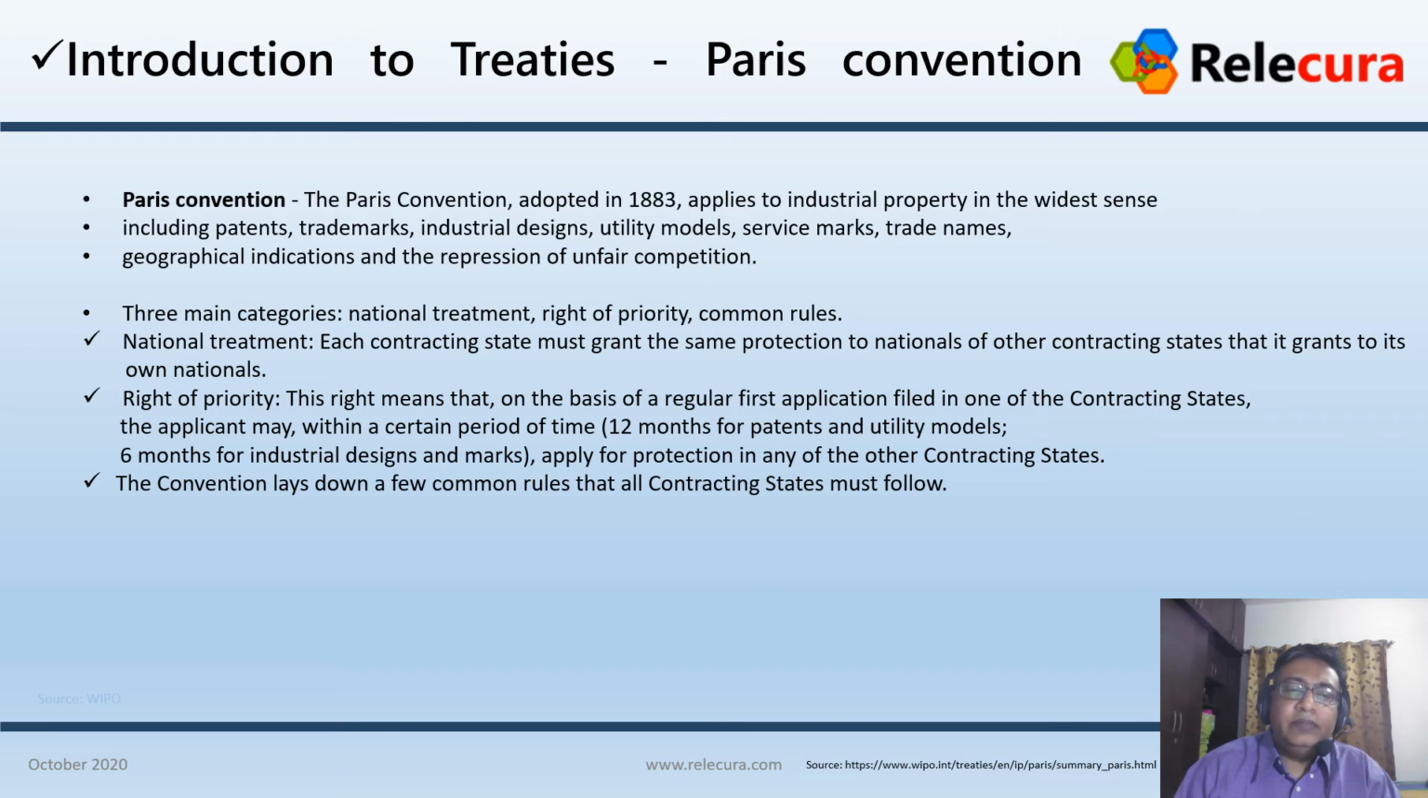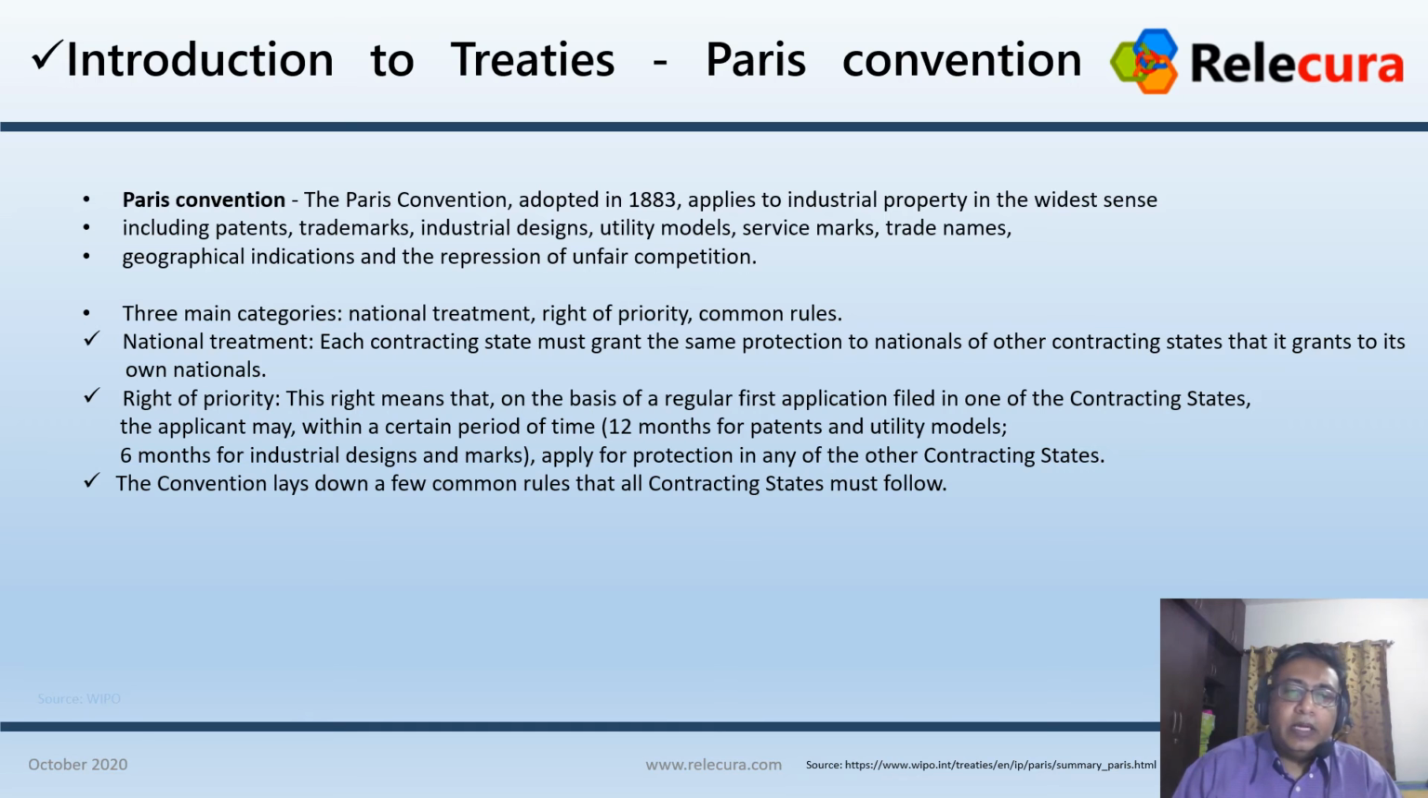What it means is that, on the basis of a regular first application filed in one of the contracting states, the applicant may within a period of 12 months, or in the case of utility model or industrial design 6 months, apply for protection in any other contracting states. So right of priority, as people get in their national states, the contracting states will also get the same.